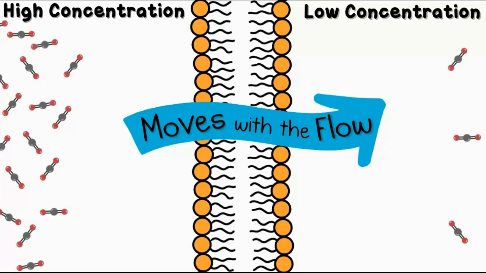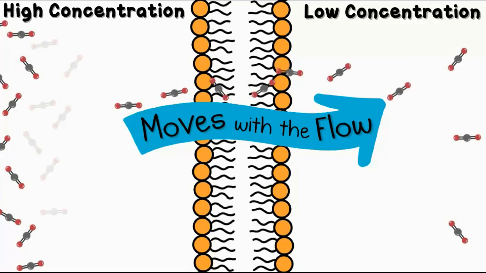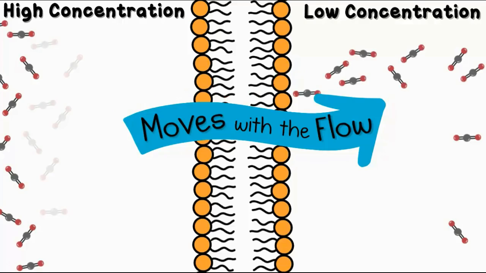Molecules move from high concentration to low concentration. So when you hear someone saying that something's going with the concentration gradient, that's what they mean. They mean it's going from a high concentration of molecules to a low concentration of molecules.